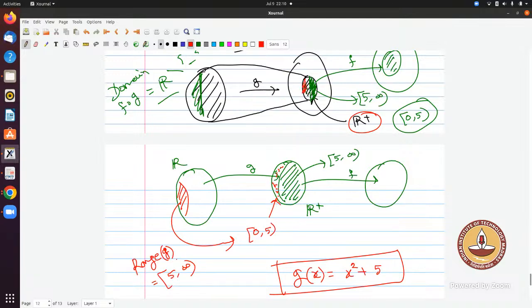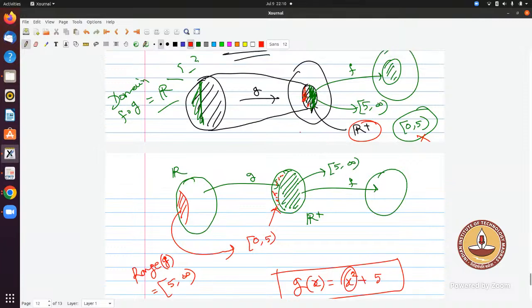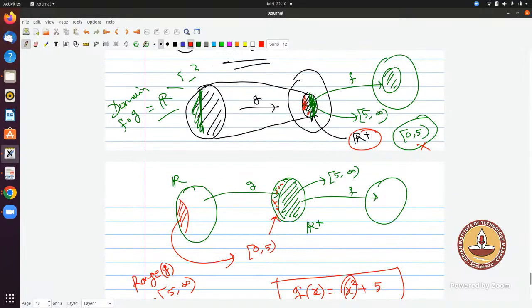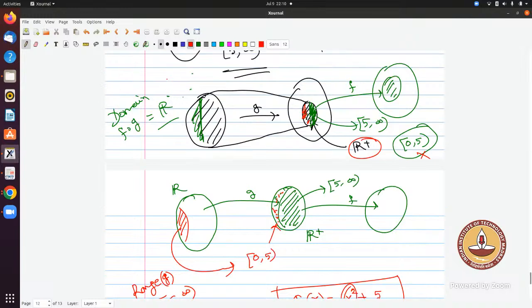Because the minimum is 0, it is 5 to infinity. So 0 to 5 is not included in the range. So F is applied there on that portion. So this is not included here. So the domain of F compose G remains R. Okay? Yes, sir. Okay, fine.